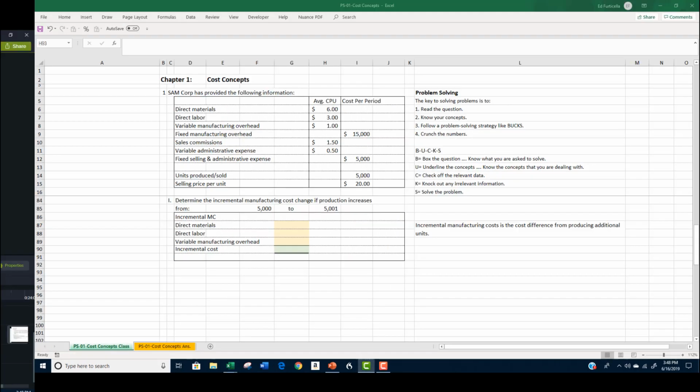Question I asks for the incremental change in manufacturing costs if production increases by 1 unit. The concept of incremental change refers to the additional costs incurred from producing the additional unit. The only data relevant to this problem is the total variable manufacturing cost per unit. Everything else is irrelevant. The answer is $10.